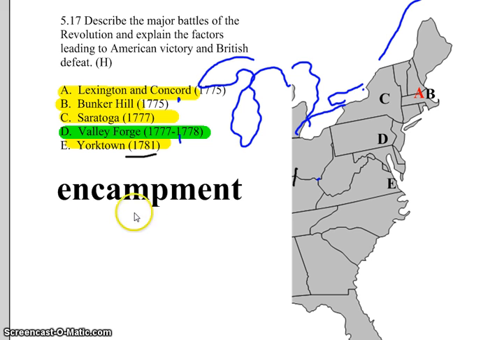You see the word camp in encampment. You'll notice the letters here, A, B, C, D, and E. They match over here on the map. And what I'm going to ask you to do tonight is to make cards that go along with both of those things.